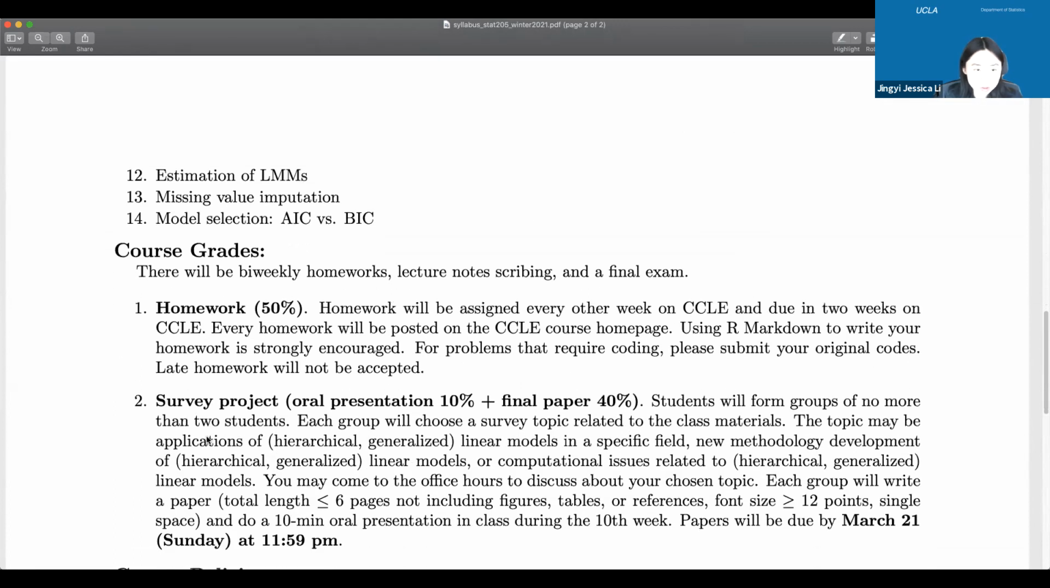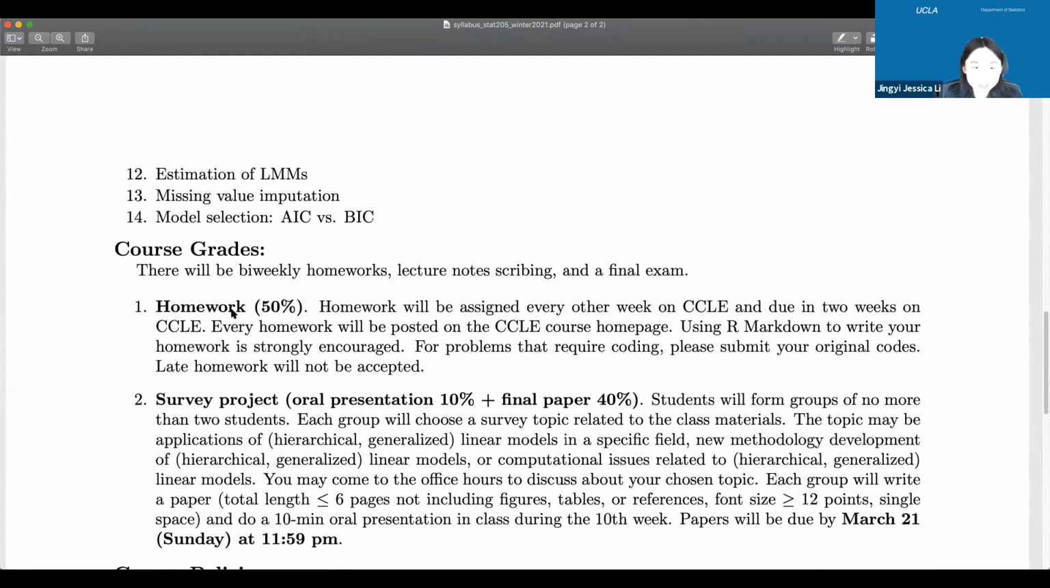Regarding the course grades, the homework is half of the grade. We will have bi-weekly homeworks, and you will submit your homework to CCLE in an electronic copy. You may use R Markdown. That's strongly encouraged because it is what we call reproducibility and transparency. But if you still don't feel comfortable with LaTeX, you may use handwriting for those derivation exercises. If that's the case, you will need to scan your hard copy and submit an electronic version.